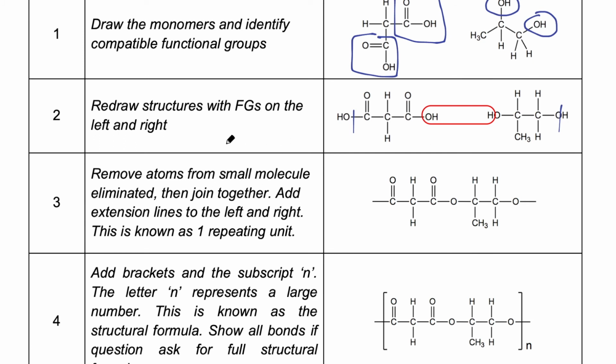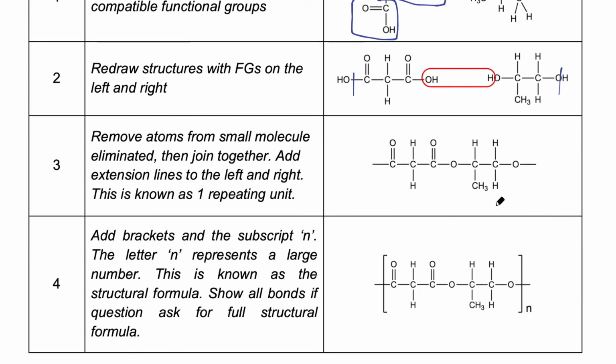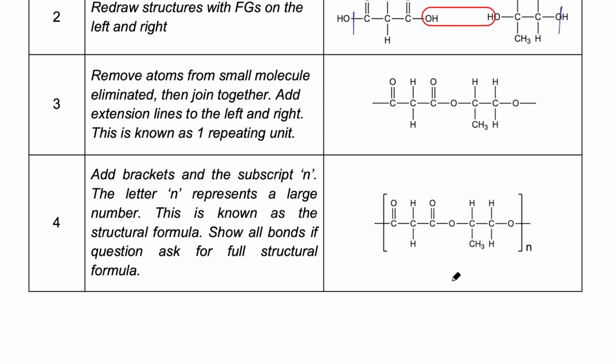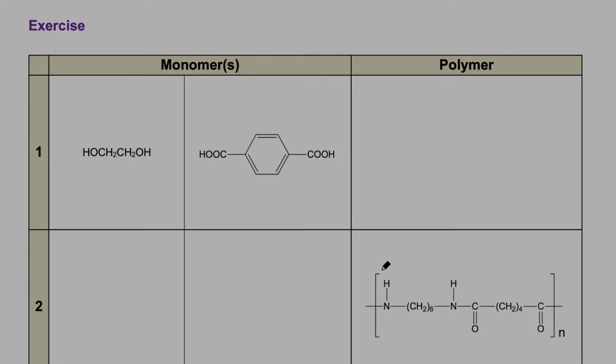What you have here without the brackets is one repeating unit. Whenever the question asks for the full structural formula, you have to show all the atoms expanded like that. So you cannot condense it in this manner. So take note of the question requirements. When you are asked to draw the structural formula, put in your brackets and the letter n. So here are 5 questions for you to practice as an exercise. Try them out and I'll give you the answers shortly.